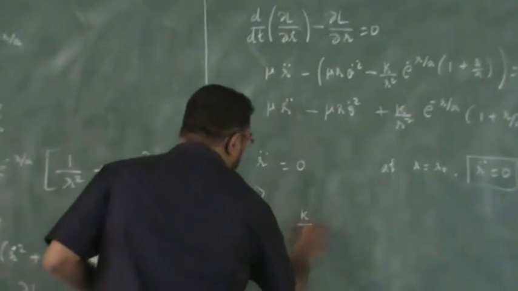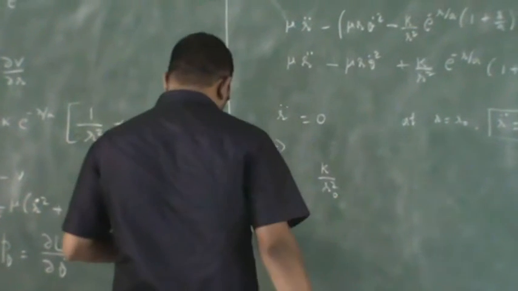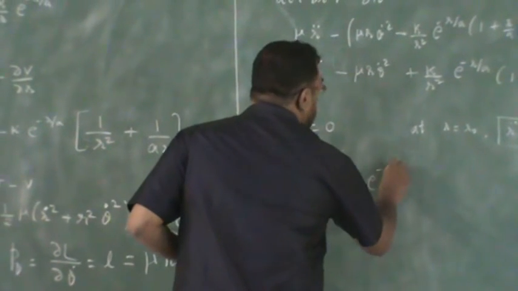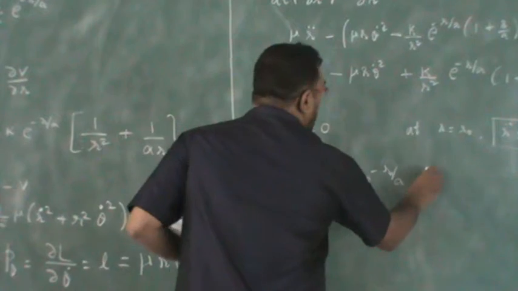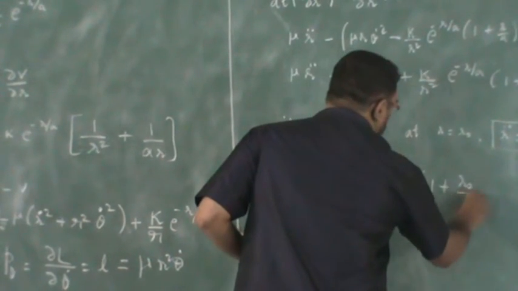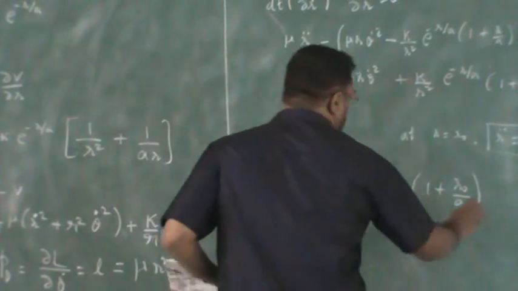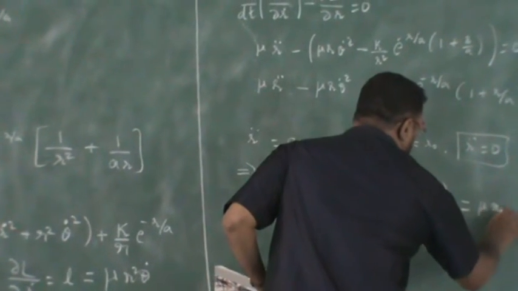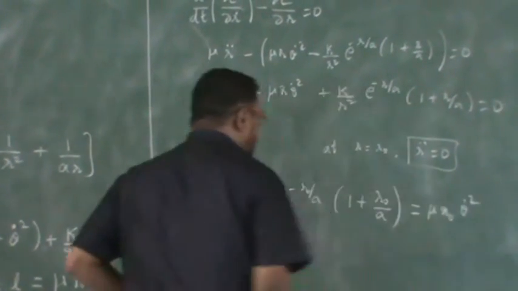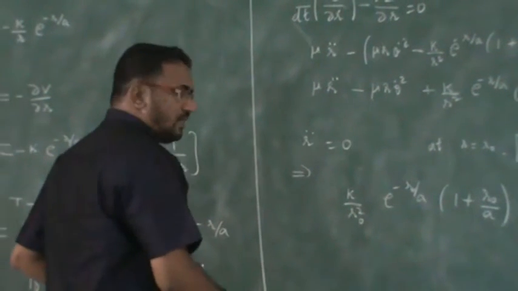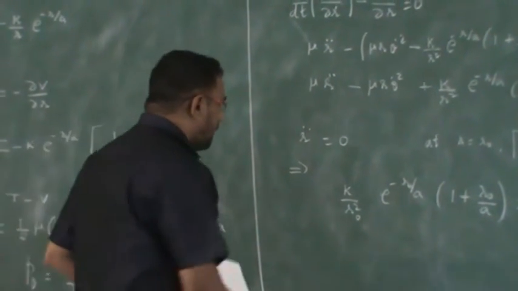So k by r square, and r is equal to r naught e power minus r naught by a, 1 plus r naught by a, that is equal to mu r naught theta dot square, and r is equal to r naught.